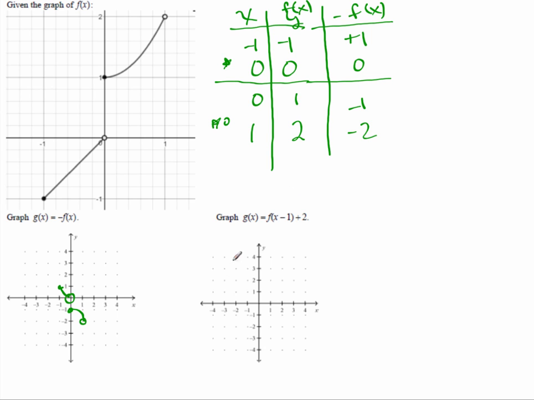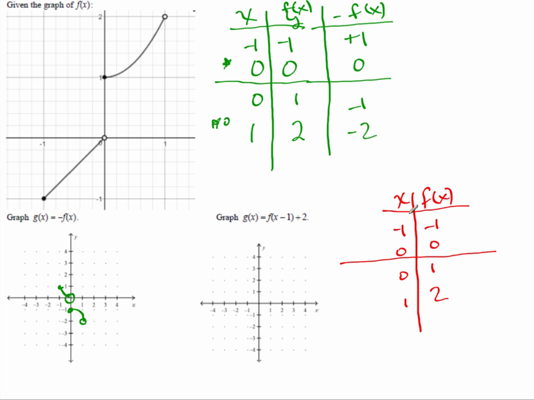Now what if I wanted to do this point here? G of x is f of x minus 1 plus 2. Let's do the same points. All right. So let's do the same points, -1, -1, 0, 0, and I'm going to put a big line here, 0, 1, 1, 2.